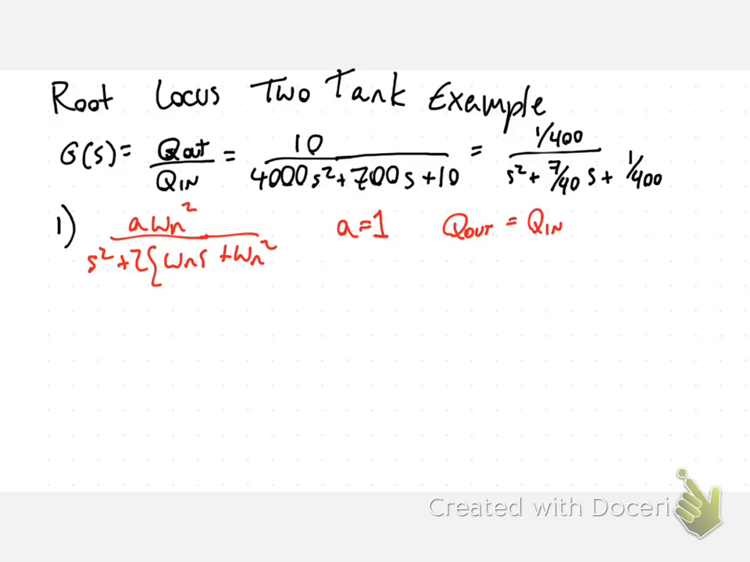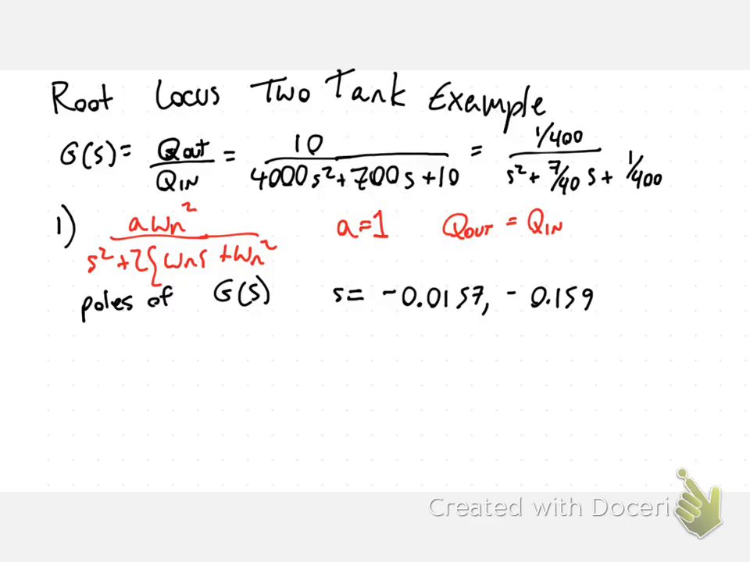Now, our second question is, is the response fast or slow? So what we need to do to find that is we want to find the poles of our system. So the poles for G of s, while it might be tempting to say that 7 over 40 is equal to 2 zeta omega n, this may not be an underdamped system, so we should use our quadratic equation to find our poles, and we find out that s is going to be equal to either 0.0157 if we round, and 0.159.